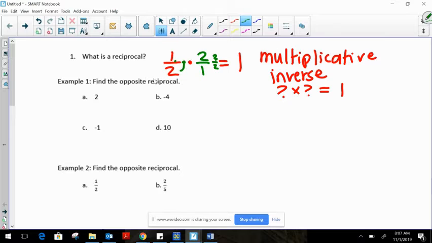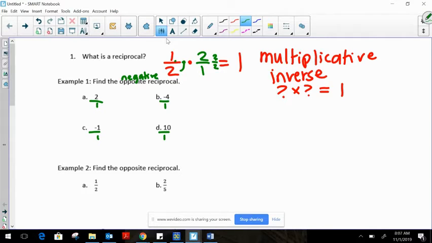Now we're going to talk about the opposite reciprocal. You could also see the word negative here instead. It's the same thing. All right, so if we have a whole number, you're going to put it over 1. So I can do that for all 4 of these in example 1.